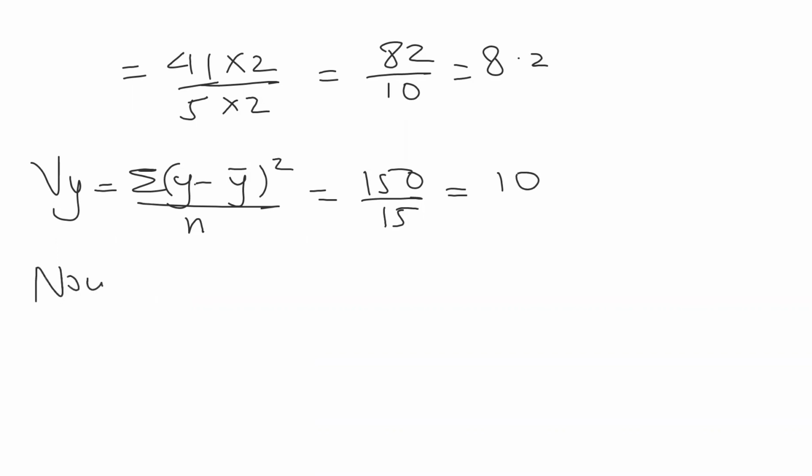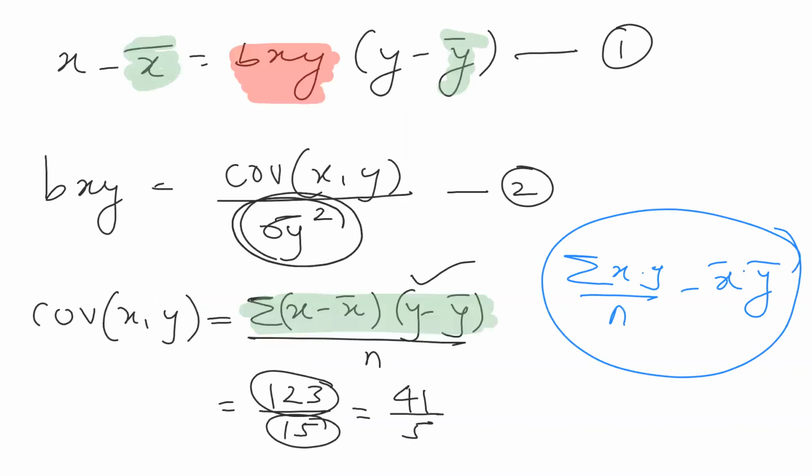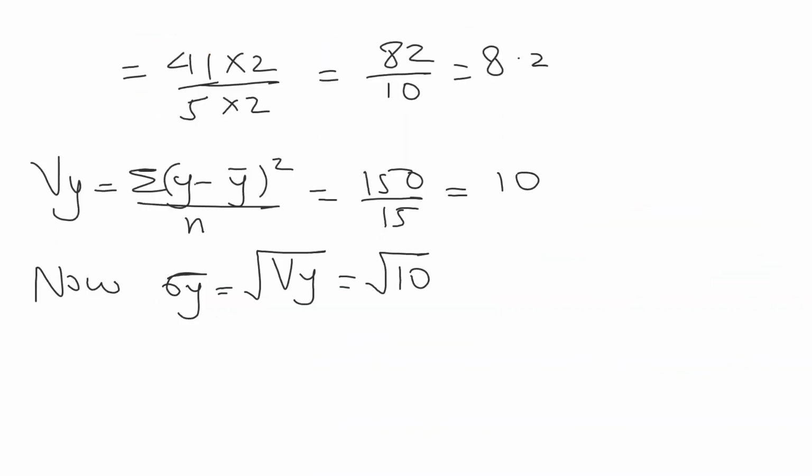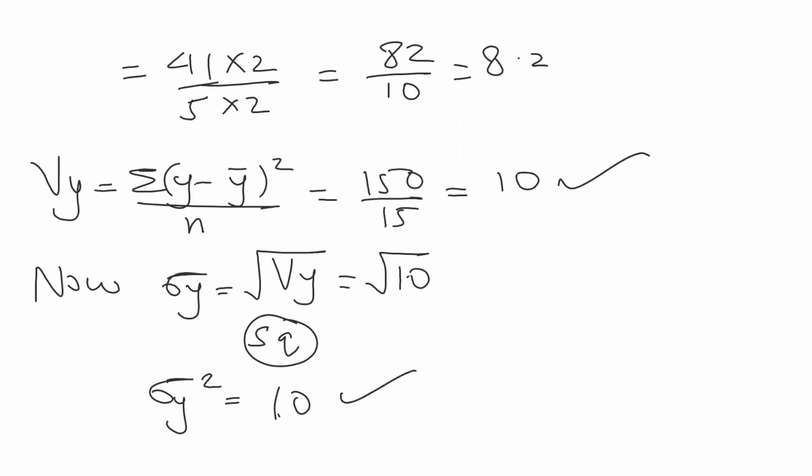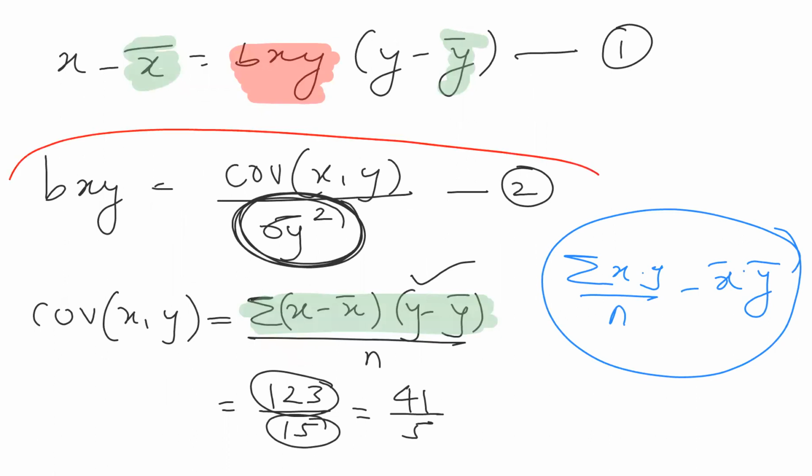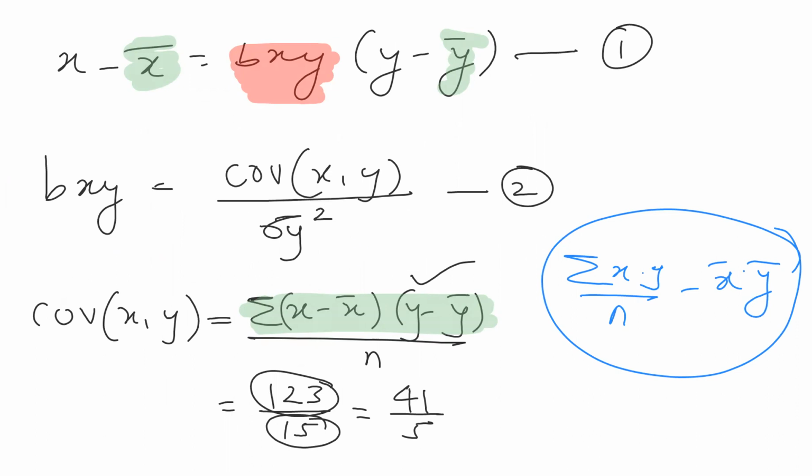Now standard deviation of y is equal to square root of variance of y, which is square root of 10. But then we don't require standard deviation precisely, we require its square. So what I'm going to do is square both the sides. Standard deviation of y square is equal to 10, since the square of root of 10 is 10. So we got both variance as well as standard deviation square. Ideally, variance and standard deviation square are one and the same thing. So from equation 2, first we'll give importance to equation number 2 and then come back to equation number 1. We have both the values: covariance as well as standard deviation of y square.